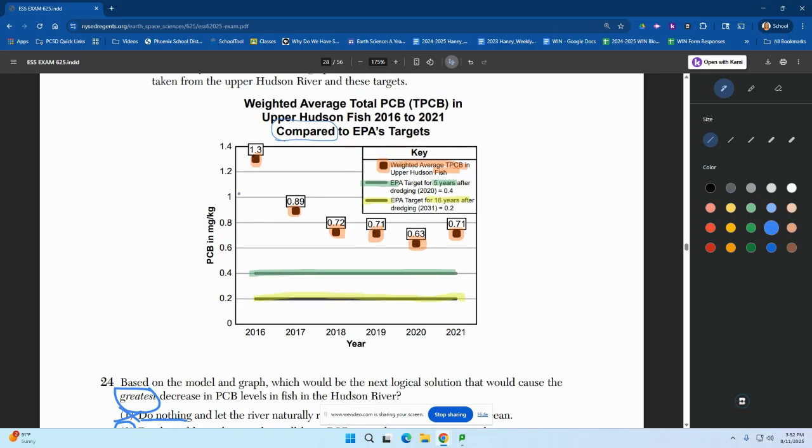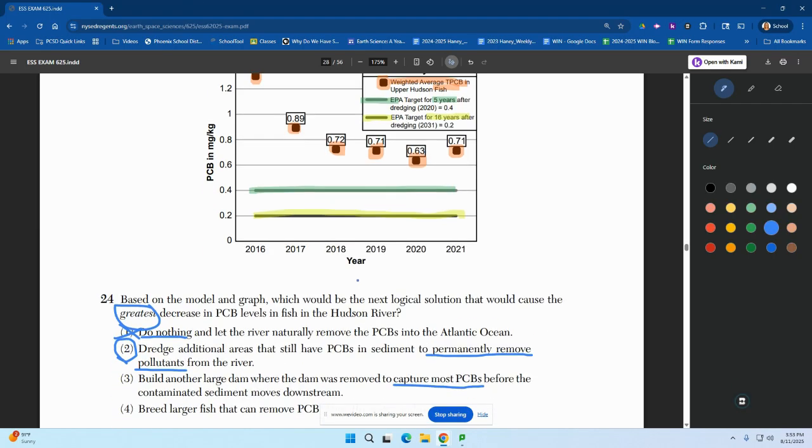So if I look here, completely effective would mean that those levels of PCBs in the fish have reached target, these green levels and these yellow lines, but we see that that is not the case, okay? So while our fish have shown a decrease in the amount of PCBs, they have not quite reached their target yet, okay? So there's partial effectiveness, right? It's partially effective in the fact that it's lowered those numbers, but it's not completely effective in the fact that it has not reached target.